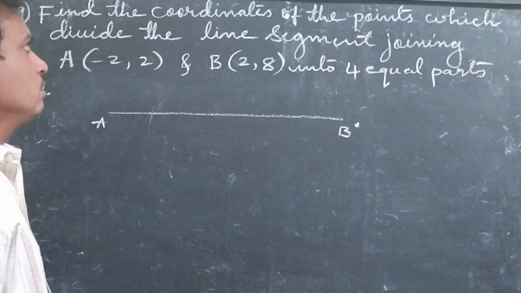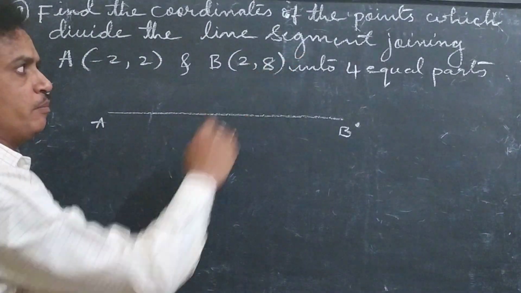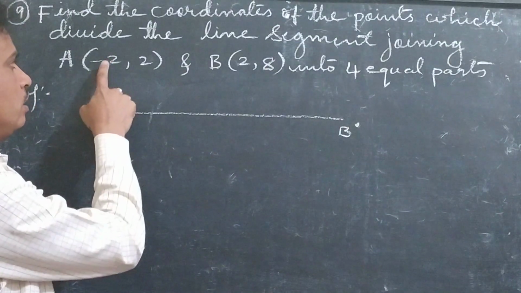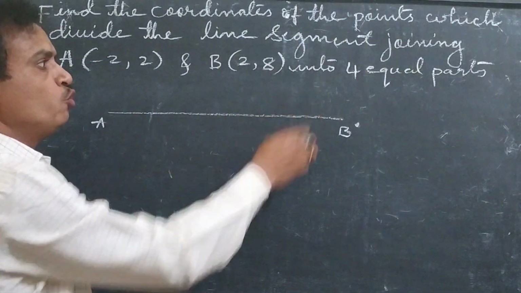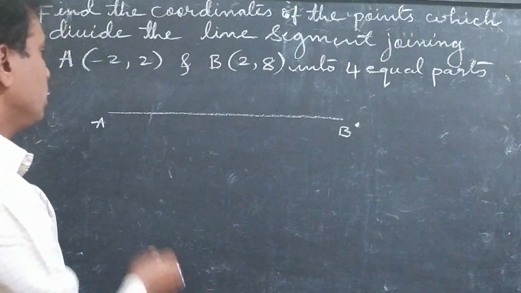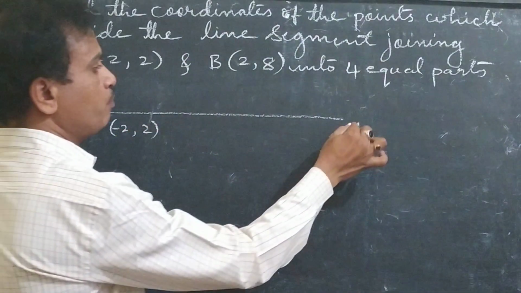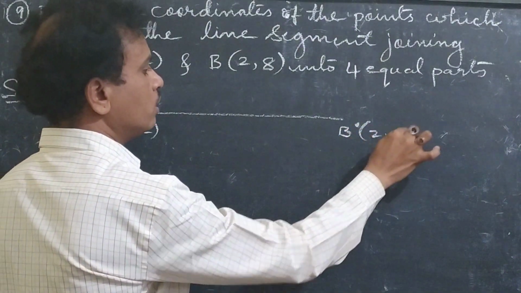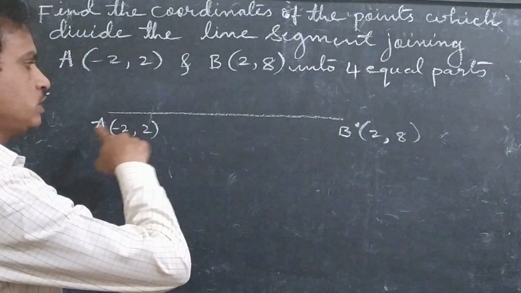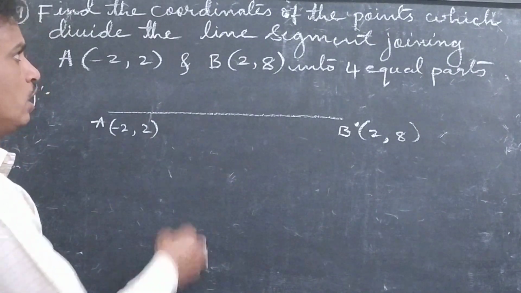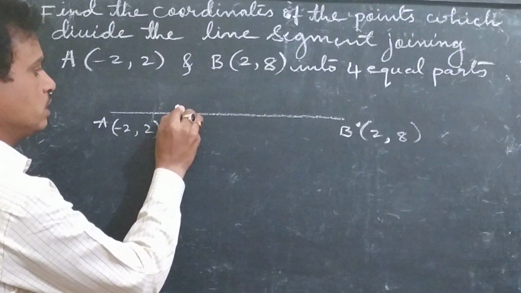Question number 9. Find the coordinates of the points which divide the line segment joining point A (-2, 2) and point B (2, 8) into 4 equal parts. Joining these 2 points, we get a line segment. According to the question, into 4 equal parts, that means we should make 4 parts here.